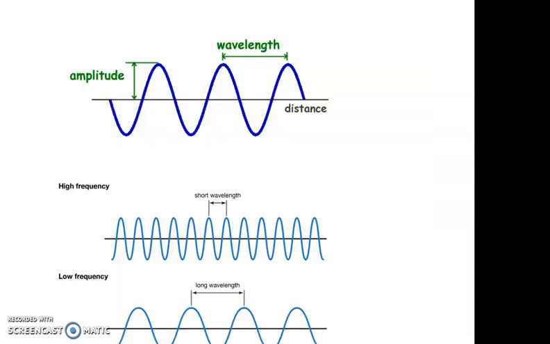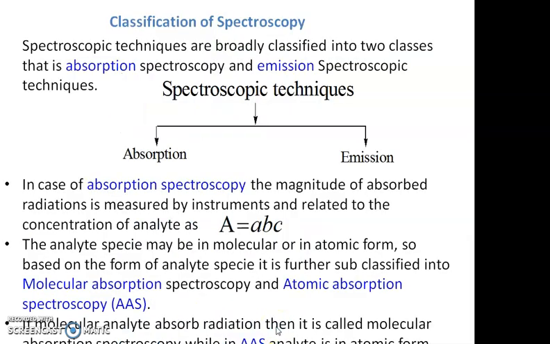Now what is amplitude? Amplitude is the height of the wave, the maximum height of the wave. And what is wavelength? Wavelength is the distance between any two peaks of the wave. Okay, and high frequency means short wavelength, low frequency means long wavelength. That we know very well.